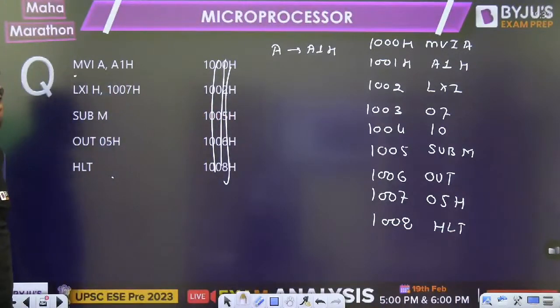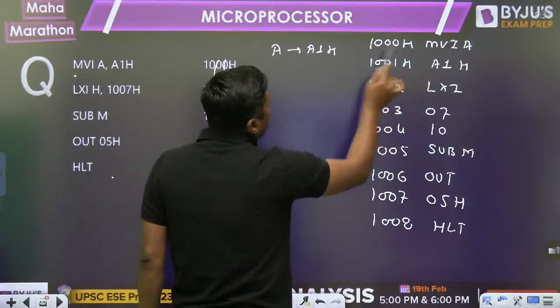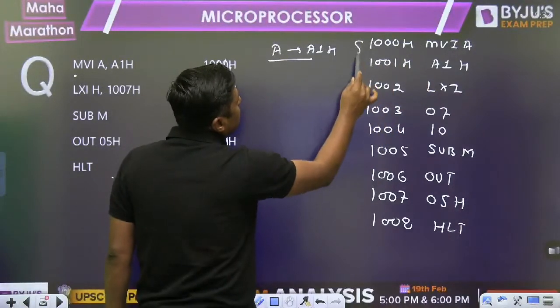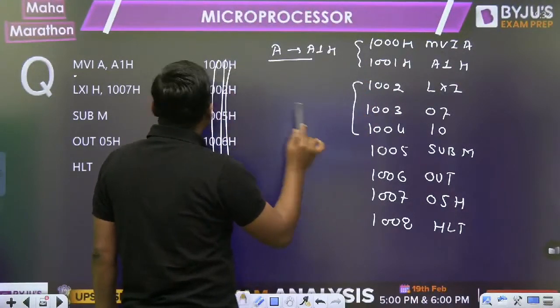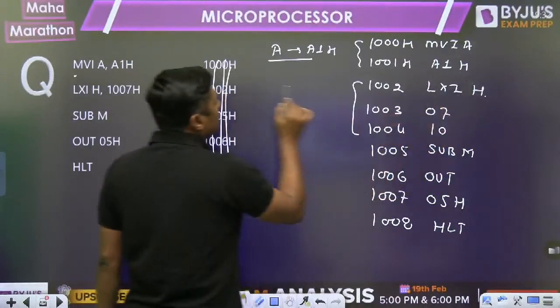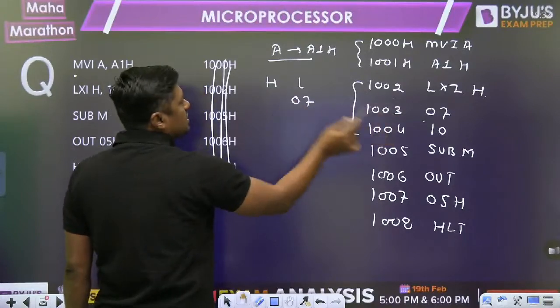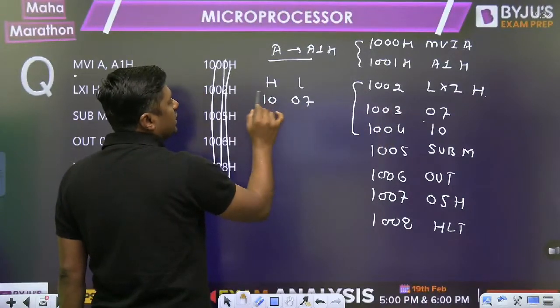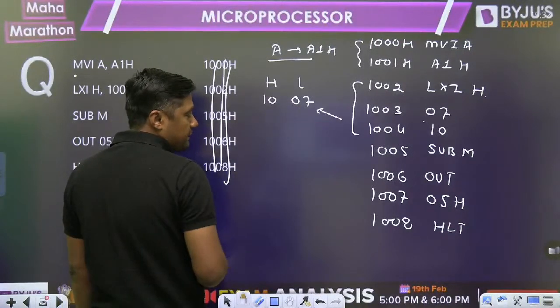Now, what is the meaning of this? We are storing the data A1H in the accumulator. This is a 2-byte instruction. And this is LXI H. In the HL pair, first we write 07, then we write 10. So what is the content of the HL pair? 1007 after this instruction. This is a 3-byte instruction.